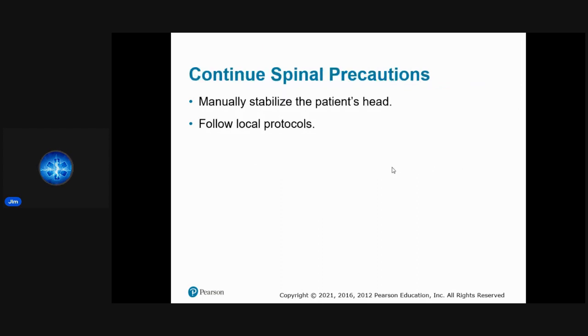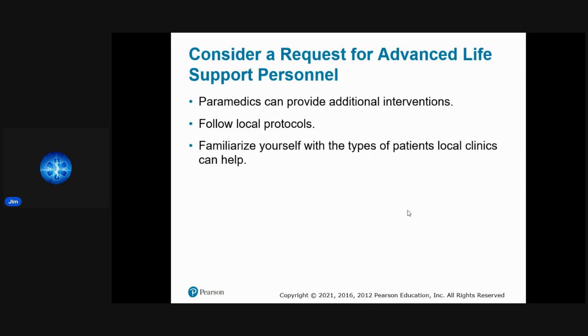Consider spinal precautions, manually stabilize the patient's head, and follow your local protocol. And we'll go into great detail on this when we talk about spinal injuries later on in this course. Paramedics can provide additional interventions. Follow your local protocol and familiarize yourself with what type of patients local clinics can help. And just in case you can't get to ALS, you may go to the nearest facility.